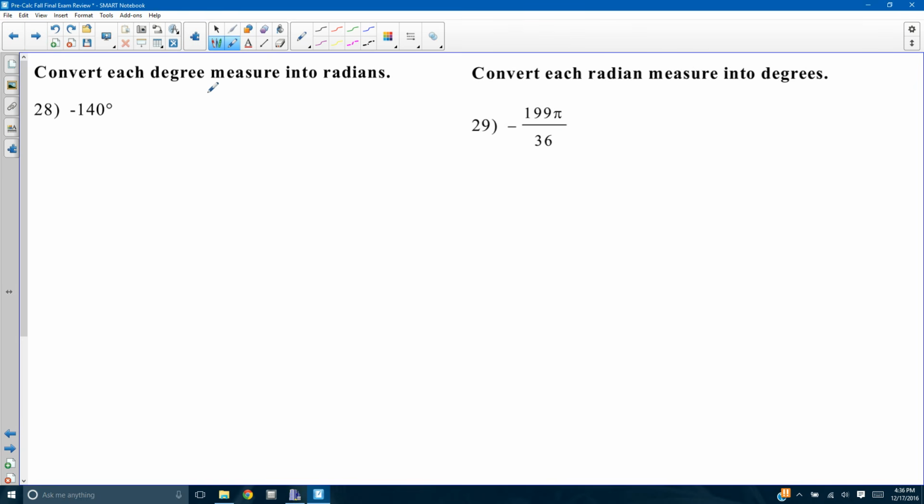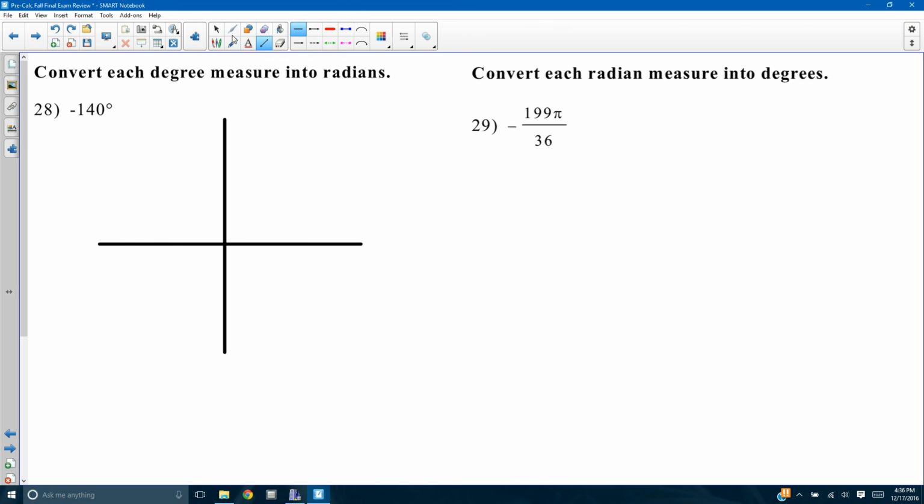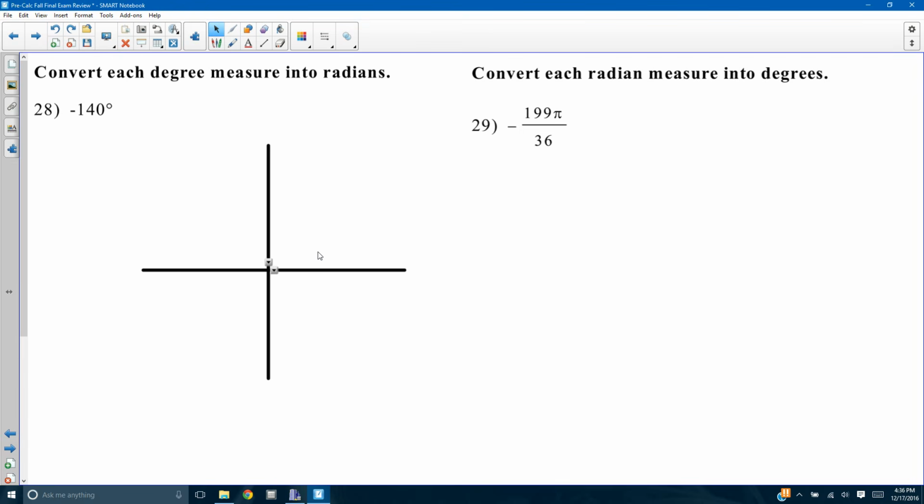Number 28. Oh, okay. Now we're looking at some trig stuff. Convert each degree measure into radians, negative 140 degrees. This will always help to just draw yourself a quick graph and understand what's happening here. Now, if you know proportionality, like I do, I'll show you that way as well. But what I might start by saying is, first of all, negative direction is clockwise. Here's 90 degrees, 180 degrees is all the way here. 140 is less than that. Probably goes to about right there. So this distance is negative 140 degrees.